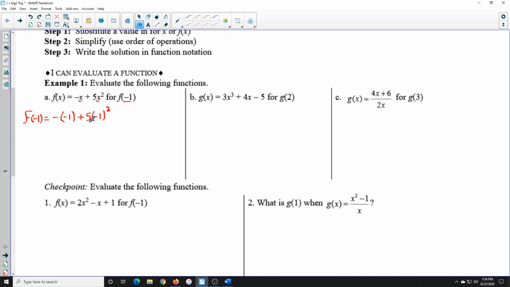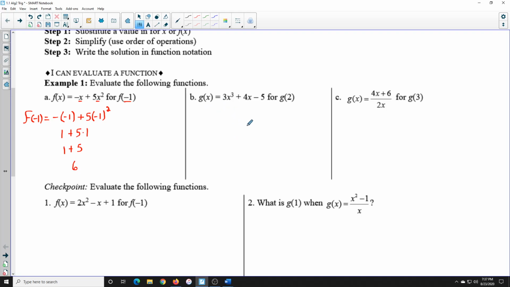So step 2. So negative 1, so that's the opposite of negative 1, so that would be a positive 1. And then we're adding 5 times negative 1 squared. So negative 1 squared, we have to remember, is negative 1 times negative 1, which would be a positive 1. So we end up with 5 times 1, which we know is 5. We have to follow order of operations, so we're multiplying first. So that's 5, and then we're just adding on that 1, and we end up with 6.